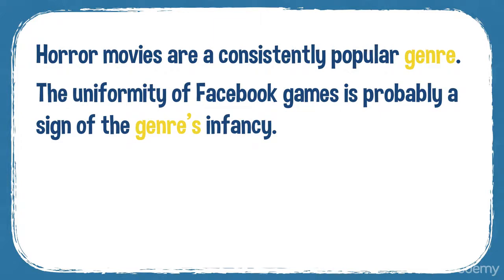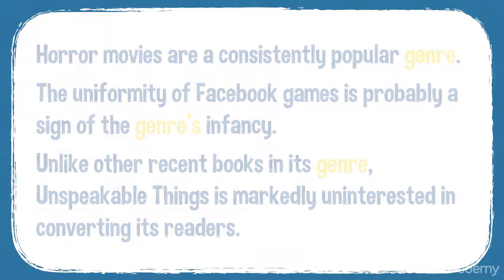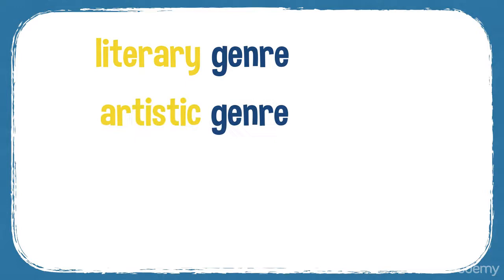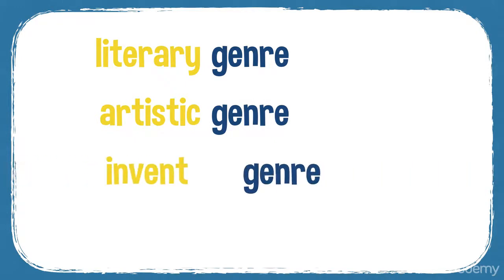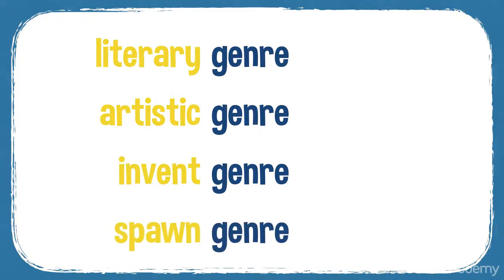The uniformity of Facebook games is probably a sign of the genre's infancy. Unlike other books in its genre, Unspeakable Things is markedly uninterested in converting its readers. Just comparing it to other books in its genre, you can have a literary genre, artistic genre. You can invent a genre if you're the first one to make it. If you come up with a genre, you invent it. If you spread a genre, you spawn it. You spawn a genre. That's another common collocation.